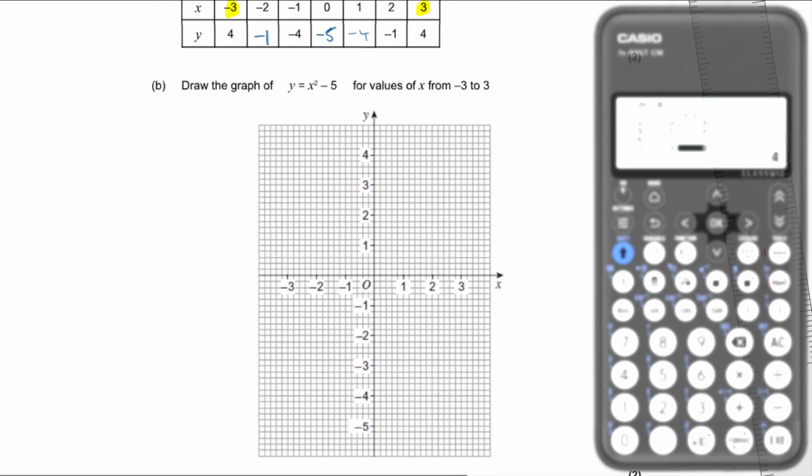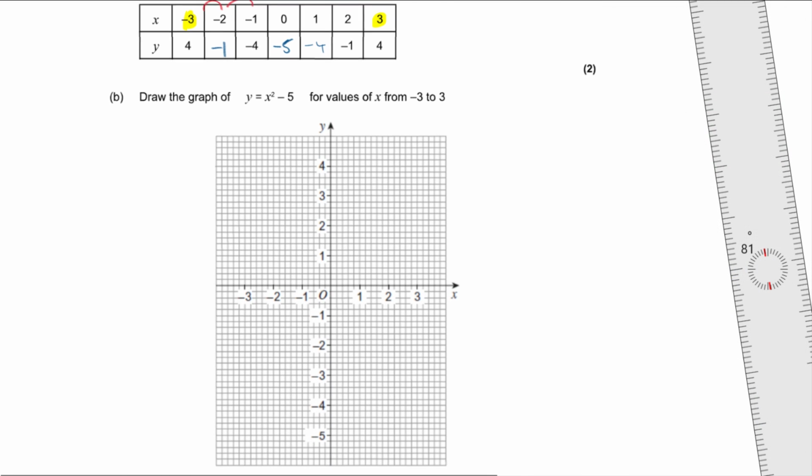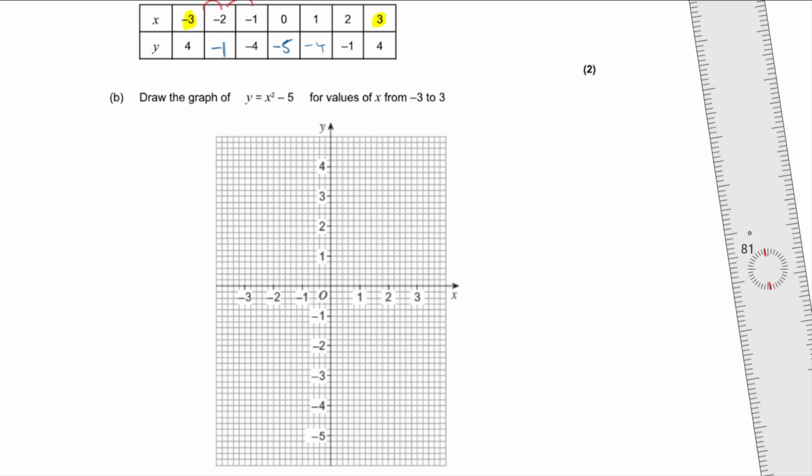So let's plot those on the graph then. -3 goes with 4, that is up here. Okay, -2 goes with -1, just dipped under the axes. Then the next one, -1 goes with -4.